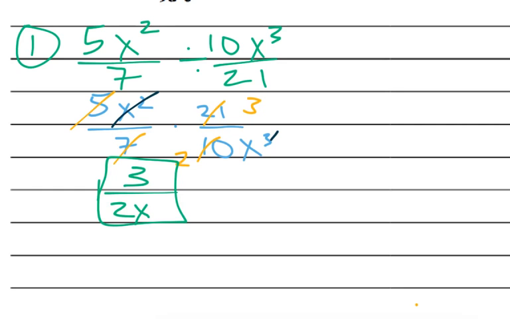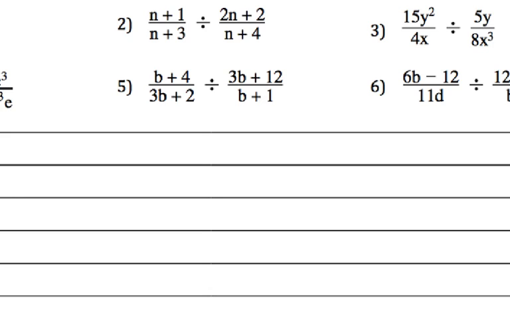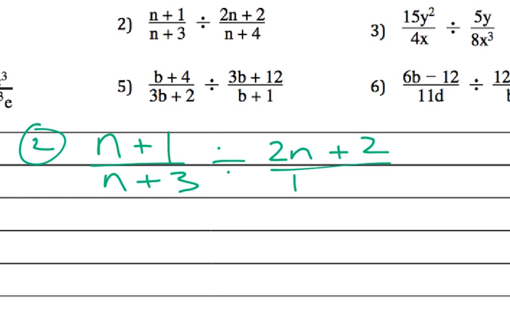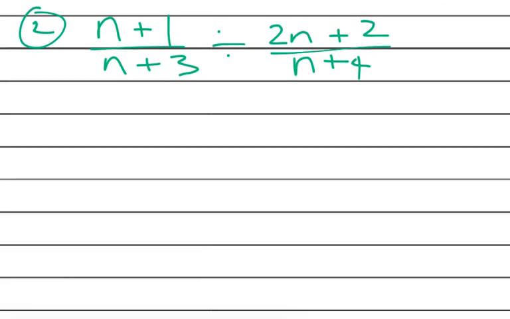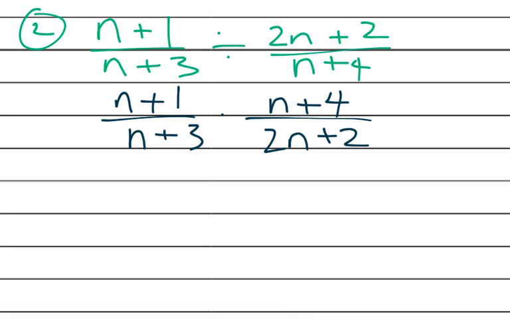I'm going to clear this out and see if I can orbit this or move this around to where I'm looking just at number 2. Number 2 says that n plus 1 over n plus 3 is going to be divided by 2n plus 2 over n plus 4. Now, you could do this in all sorts of different orders, but to encourage not making mistakes and combining things in one step, I'm going to wait to factor 2n plus 2. So I'm only going to rewrite that.